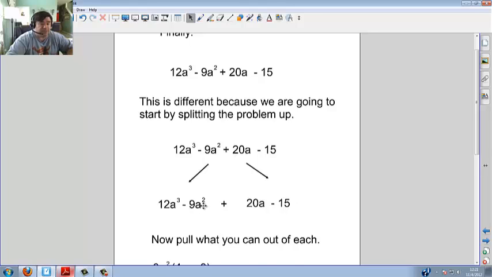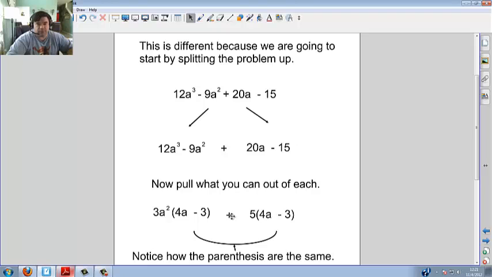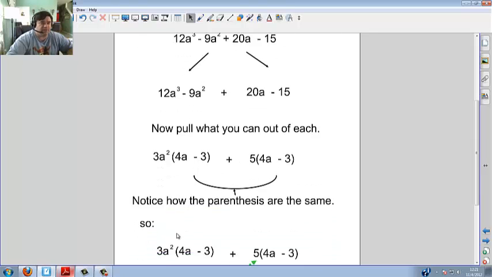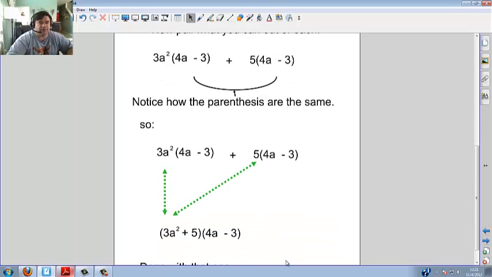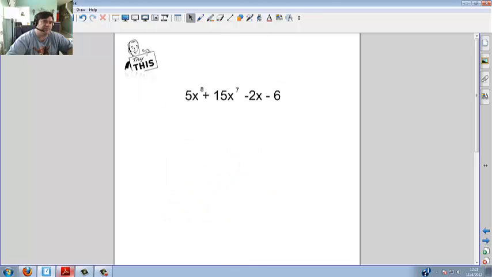Now the reason why I do that is because these are so close together. When I pull from these two, I can pull out a lot. I can pull out 3a squared. Notice how I leave 4a minus 3. If I pull out 5 from these two, I also have 4a minus 3. Therefore, 4a minus 3 is over there, and 3a squared plus 5 over here. Notice how I can pull them apart, and we have a binomial after all. And we're done with that one.